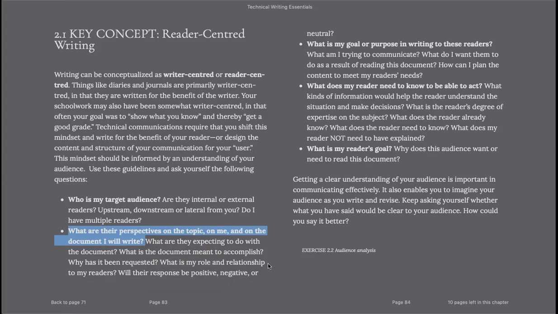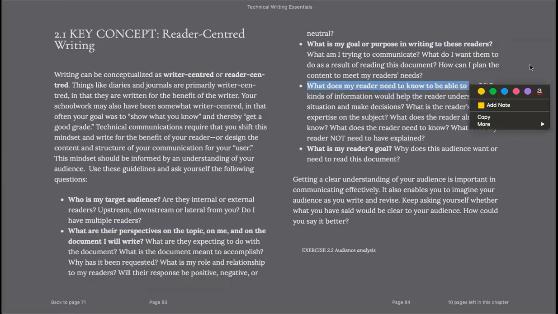In order to do that, I need to think on behalf of the audience. So we write for the reader, and we write on behalf of the reader, reader-centered writing, basically. And the goal of writing is, first and foremost, what is the goal and what is it that I'm trying to say to the reader? And then what does my reader need to know? So whatever information the reader knows, I don't need to say it again.